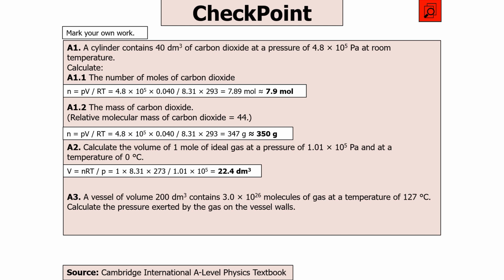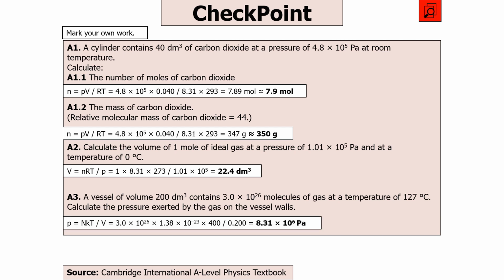Now the next question we can say, well, V equals nRT over P. Pop in all the values, work it through, 22.4 decimeters cubed. Here again, P equals NkT over V. Pop in all the values because now you've got N, which is the number of molecules in the question. Pop it all through, and then you get your answer. Remember, temperature is going to be in Kelvin, not degrees Celsius, 8.31 times 10 to the 6 pascals.